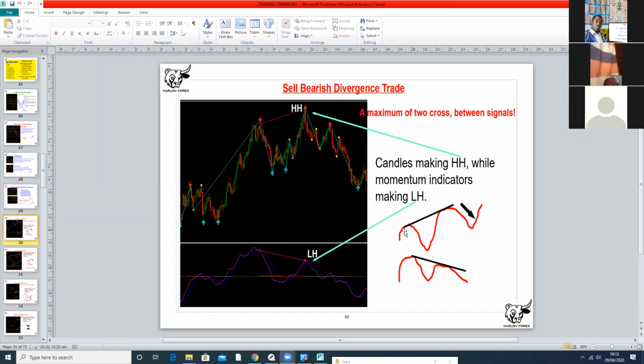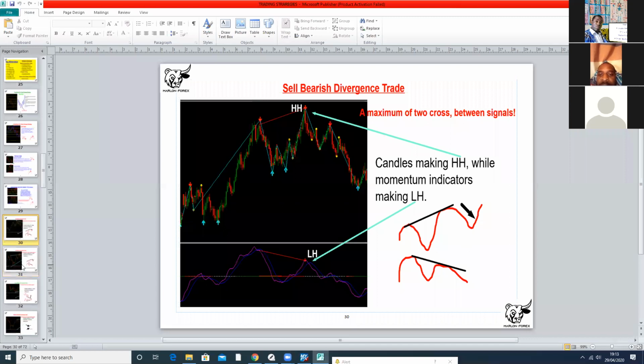Okay, so this is what I've got. You can see the divergence between the two. This one is the price, and that one is the momentum indicator. This is something you can get from anywhere. So what we're looking to do there is to sell. This is what we call a bearish divergence.